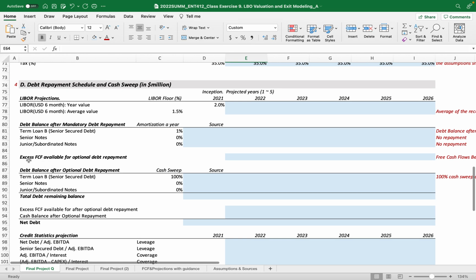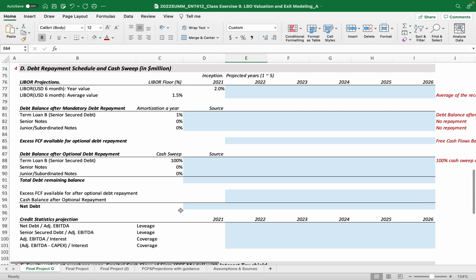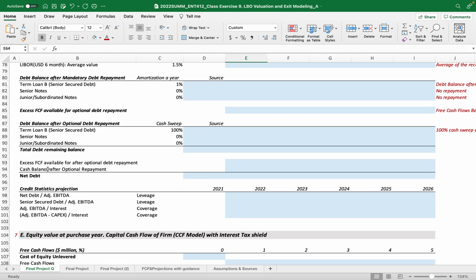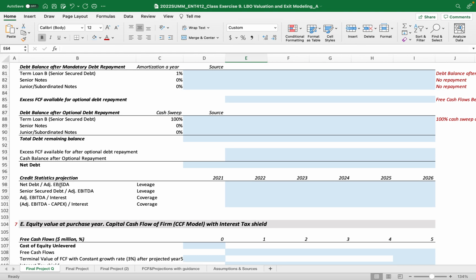And then we get this excess FCF, free cash flow available for optional debt repayment. And then the debt balance after optional debt repayment is calculated like a cash sweep, 100% from the FCF, and then the total debt remaining balance. After this, we calculate the net debt amount after optional debt repayment, if we have some clause or provisions. And then the credit statistics projections, understanding the leverage effect and the coverage effect.